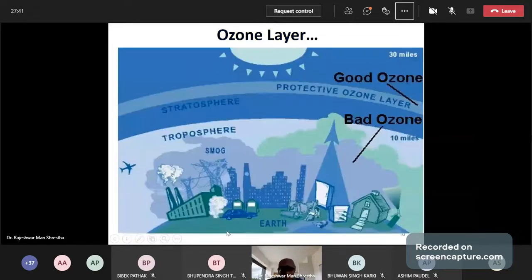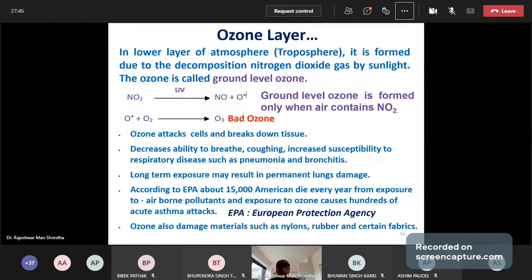And next, ozone is also formed in the lower atmosphere. How? It is formed due to decomposition of nitrogen dioxide gas by sunlight. Nitrogen dioxide is released into the atmosphere by human or natural activities. That ozone is called ground level ozone or bad ozone. The ozone in the ground level atmosphere or troposphere is known as ground level ozone or bad ozone, and it is formed in this way.